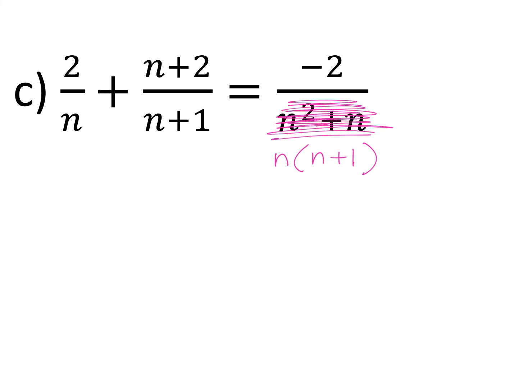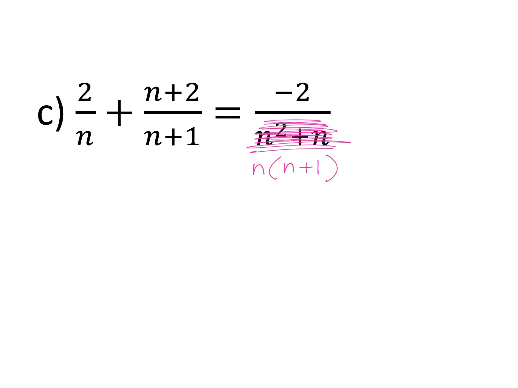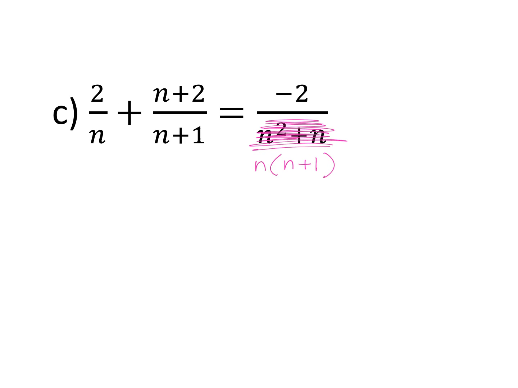It's not n squared plus 1. It's n times n plus 1, right? You have an n and an n plus 1, you have an n plus 1, you have an n. So if I want the least common denominator for all 3 of those, it's going to be multiplying everything by n times n plus 1. Okay, and again, don't distribute right away.